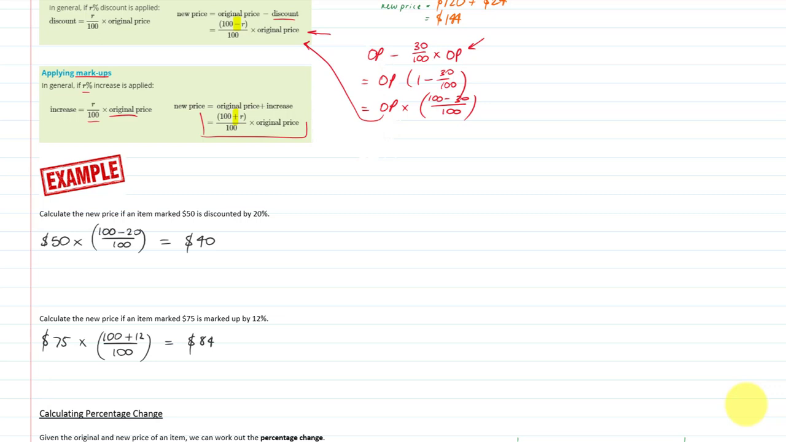So I've also got here a discount of 20% is a drop of $10 from the 50. An increase of 12% is an increase of $9 from the 75. Both answers are reasonable. And it's really important to understand and be able to determine if an answer is reasonable so that you can move forward with confidence.